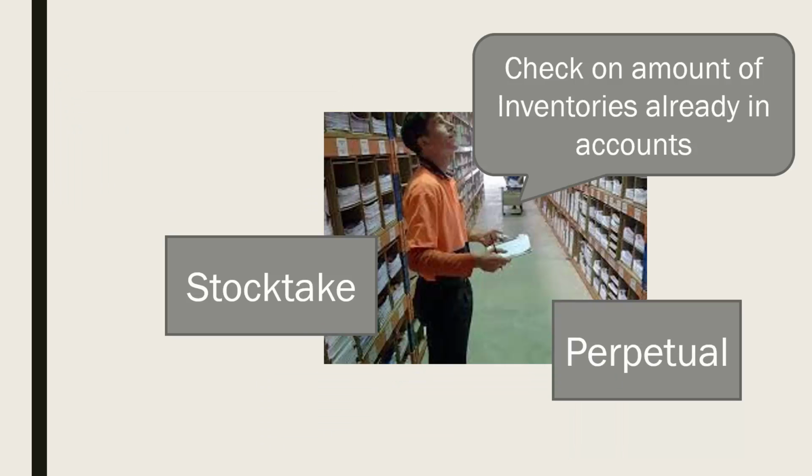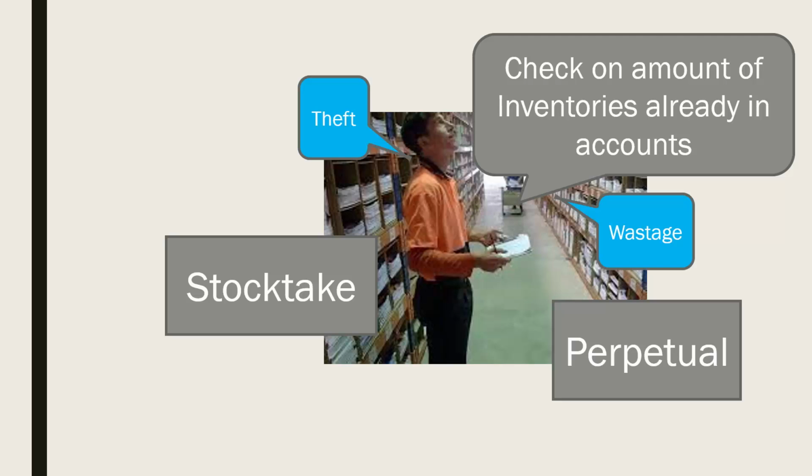For firms using the perpetual method, we still typically do a stock take at the end of each period as a check on the amounts for inventories in a firm's accounts. These may be different, most often more, to what is actually on the firm's store shelves and warehouses because of theft, usually by staff and customers, and wastage.